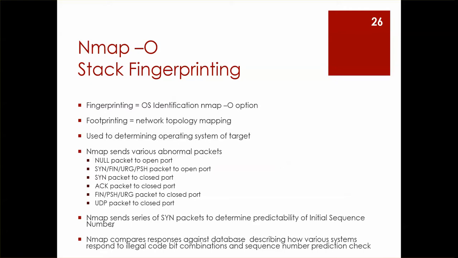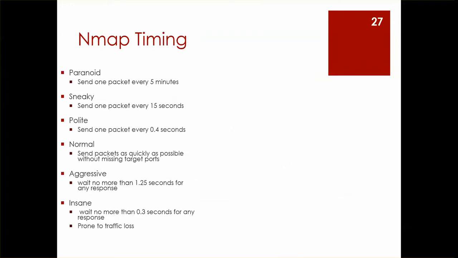And the way it works is it sends these different approaches: no packet, SYN, FIN, urgent, and push to an open port, only SYN to a closed port, ACK to a closed port, FIN, push, and urgent to a closed port. Then it gets those responses, looks into a comparative database of those responses, and determines based on this whether or not a particular host is running Linux, Windows, and so on.